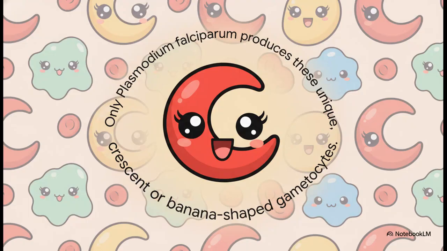And this is it. Seriously, if you remember one thing from this whole section, make it this. Only Plasmodium falciparum produces these unique crescent or banana-shaped gametocytes. If you find these in a patient's blood, that is an immediate major red flag.